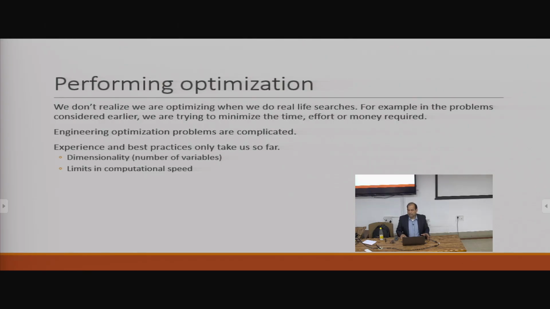is limits in computational speed. There's only so much computation you can do. Computers can repeat the same process many times over. So even if you're not using a classical technique, you're using, let's say, a heuristic, genetic algorithms do function evaluation many times, right?